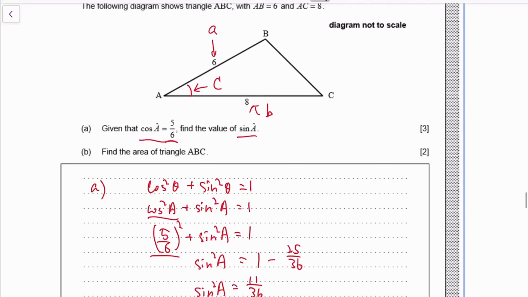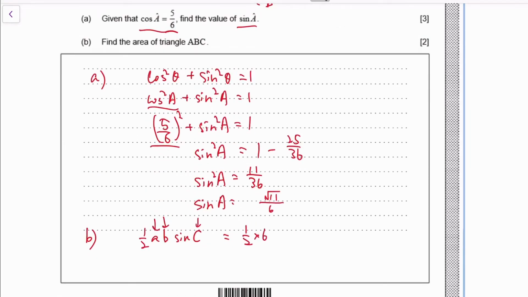What is it again? 6 and 8. So sine C, remember sine of the angle is this, okay? So it's that. The 6 cancel out, the 2 and 8 cancel to be 4, so it's 4 root 11. Okay.